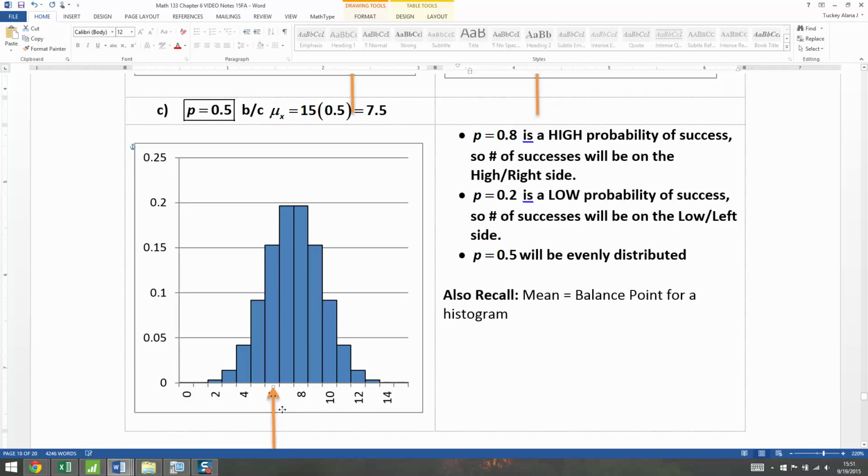So here's 6, here's 7. It's this line right there. That's 7.5, because this bar is 7, the next bar is 8. So 7.5 is right in the middle, and it's perfectly balanced on both sides.